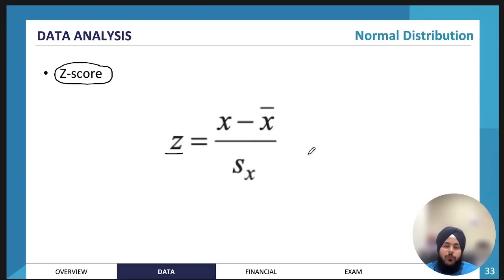So you will get a value ranging from -3 to +3, and that will tell you how many standard deviations above or below the mean your value is. If you get a negative value for your z-score, that means the value is that many standard deviations below the mean. So let's just say you get -2.7.